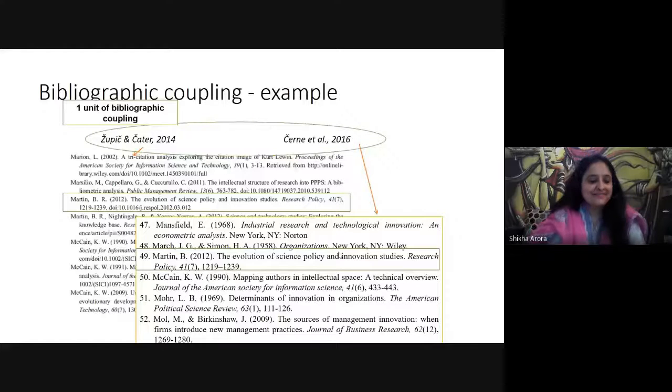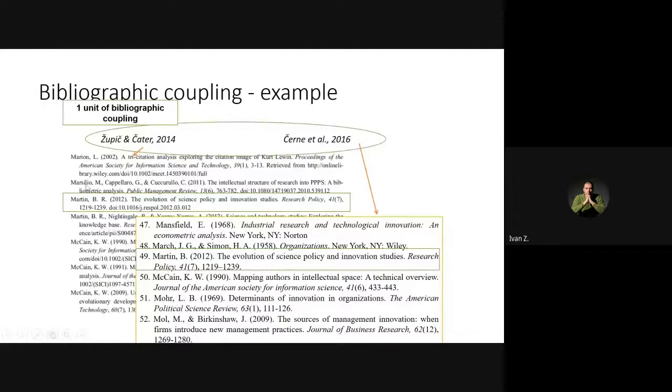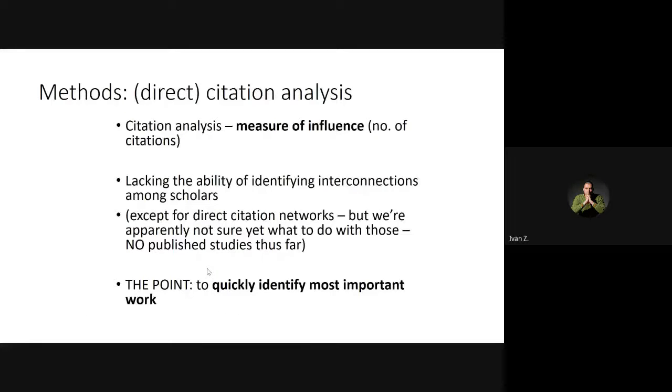So between these, the article of Martin is cited in both of these articles, right? So this is one unit of bibliographic coupling, and the number of articles that are cited in both means that if there are more of them, the connection is actually stronger.